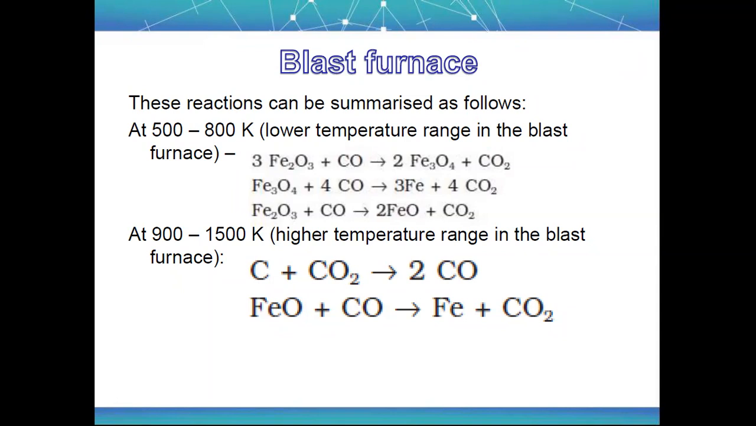Next, at 900 to 1500 Kelvin, the higher temperature range in the blast furnace, carbon reacts with carbon dioxide and reduces it to form two carbon monoxide. Since we have one carbon and two oxygens here, they combine together and form two carbon monoxide. And the FeO obtained in the last reaction combines with this carbon monoxide and forms iron and carbon dioxide. So the main reducing agent is carbon here.